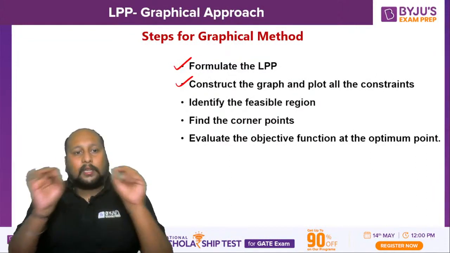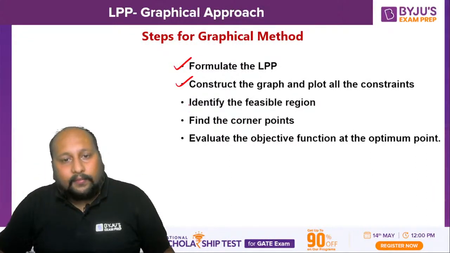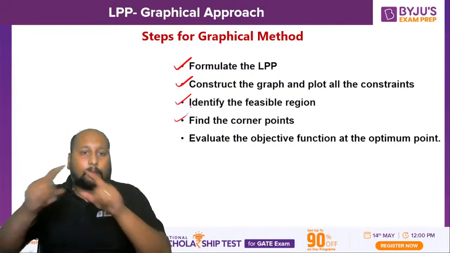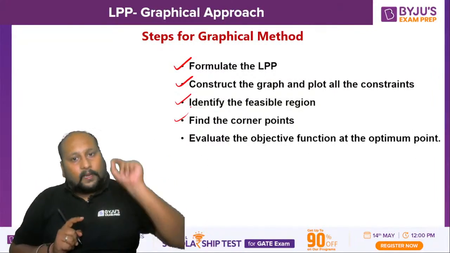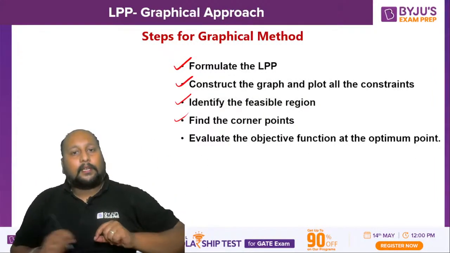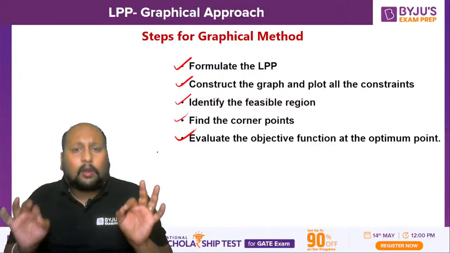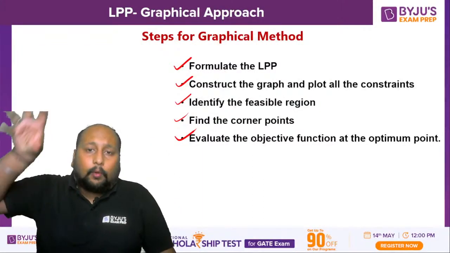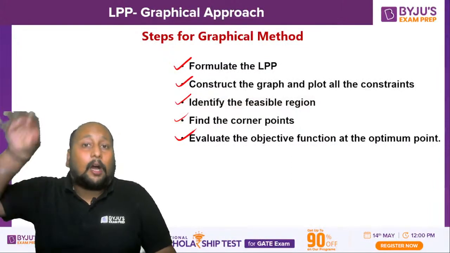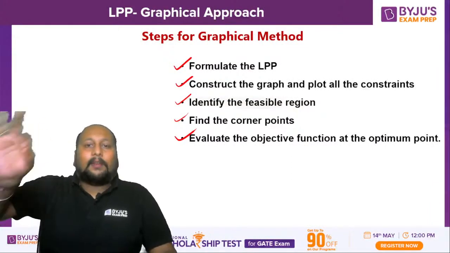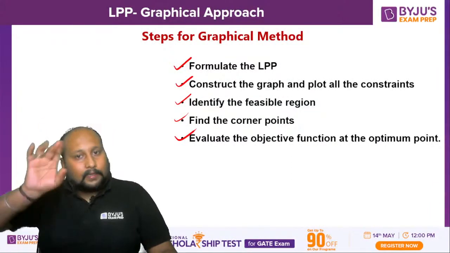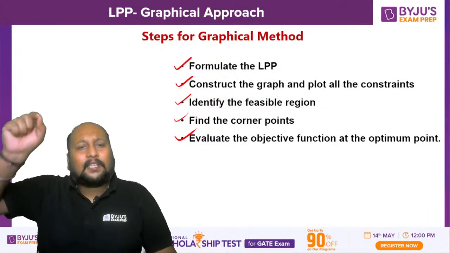Once you have formulated the LPP, the second step is to construct the graph and plot all the constraints. Once you have identified the feasible region, identify the corner points of that feasible region. The last step is to calculate the objective function at all the corner points and identify which point gives the optimum value. That will give us the optimum result. Clear? But there's a problem.